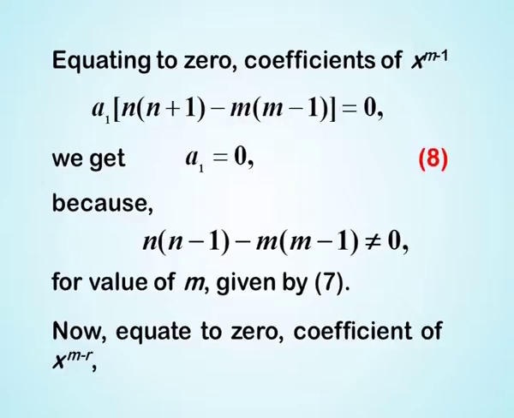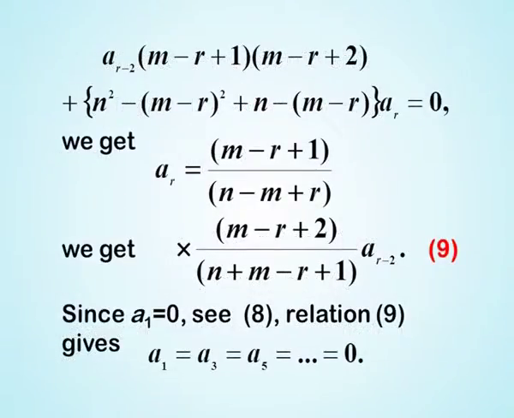Now equate to 0 the coefficient of x to the power m minus r in the similar fashion, and we get equation 9 that gives us the value of a r in this particular form.